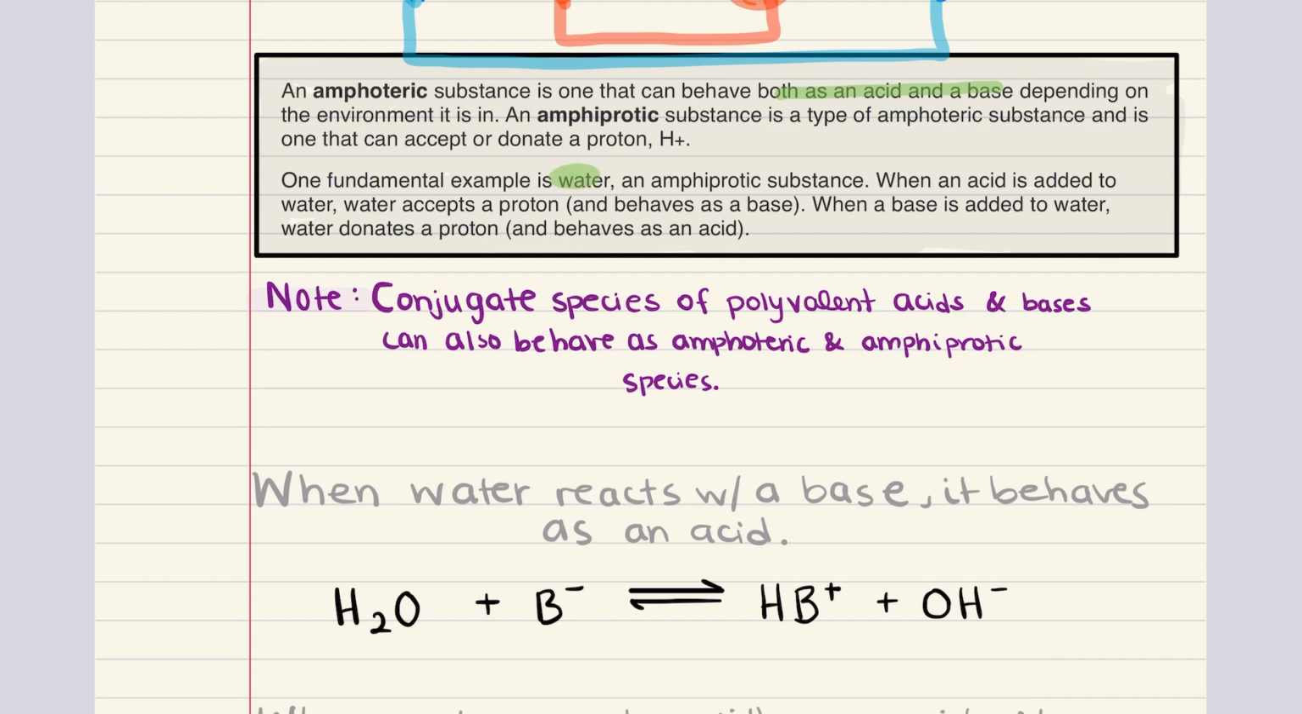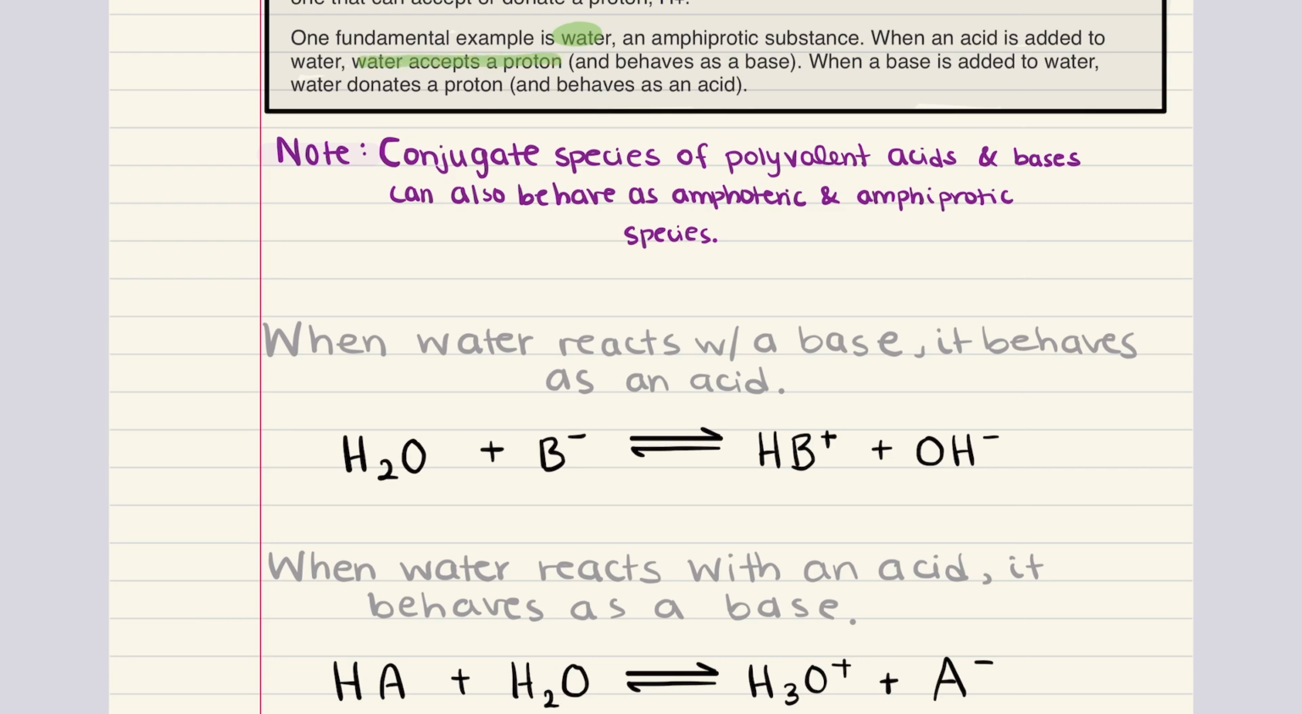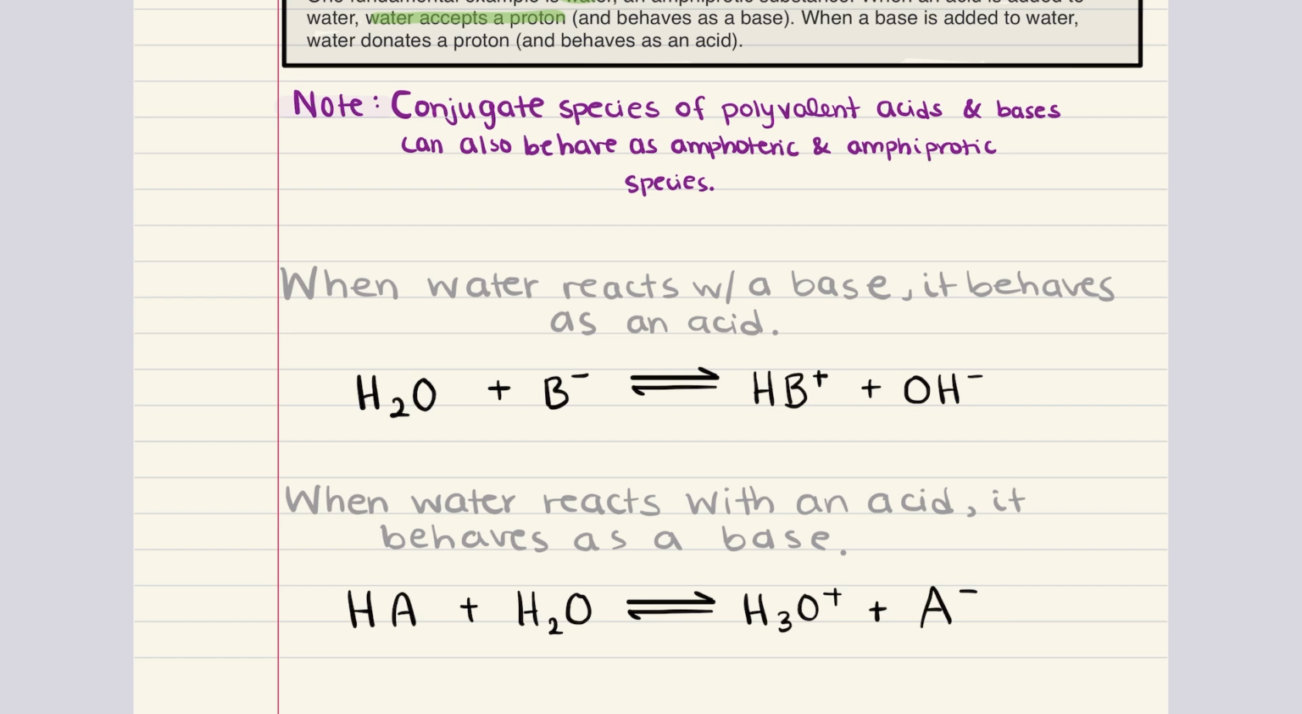When an acid is added to water, water accepts a proton and behaves as a base. When a base is added to water, water donates a proton and behaves as an acid. Now, this dual behavior is really crucial in many chemical reactions, particularly those involving acid-base equilibria.